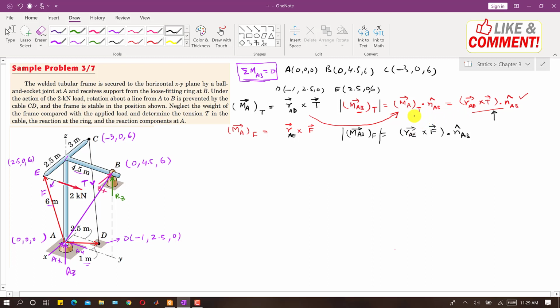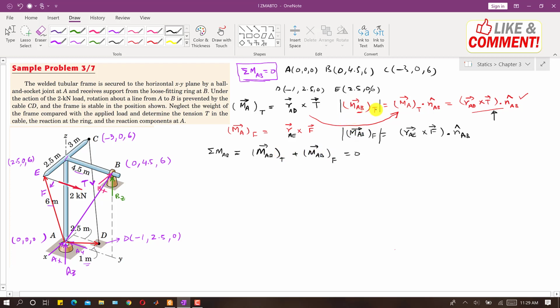So when we find both of these and take the summation, the summation of moment about AB equals 0. If we apply this equation, then MAB due to tension T plus MAB due to that force F will be equal to 0, right? And the remaining reactions are not producing moment about this AB line, so they are already 0. So now we have to deal only with these two equations.